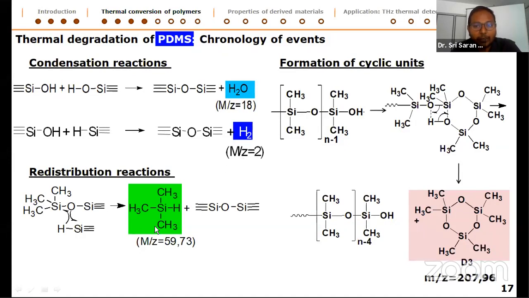At a little higher temperature, around 400 degrees Celsius, we see redistribution mechanisms. When there is still a presence of SiH, redistribution occurs. This forms also SiH bonds, and this green part is volatile, which you can detect by mass spectrometry. In the residue, it forms SiO. Similarly, there is also formation of cyclic units, like this structure, which has molecular masses around 207 and 96, and this is a well-known mechanism in the degradation of siloxanes.